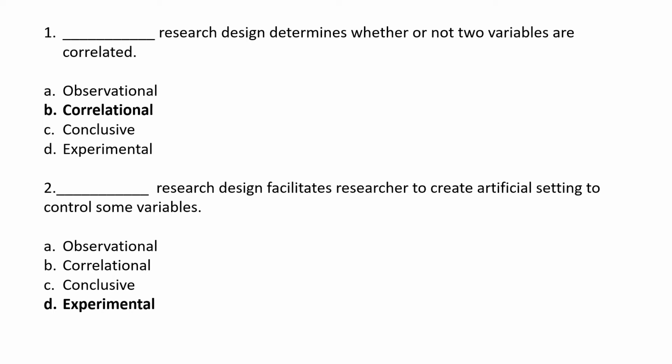Dash research design facilitates researchers to create artificial setting to control some variable. Option A, observational. Option B, correlational. Option C, conclusive. Option D, experimental. The correct answer is option D, experimental.